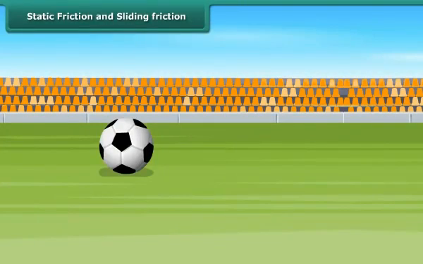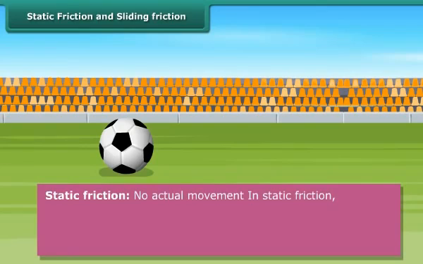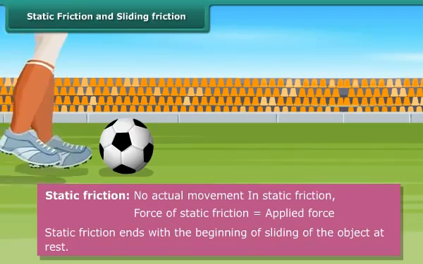The ball on the ground is at rest at this point. Static friction is acting on it. The frictional force that exists between two surfaces so long as they are relatively at rest when an external force acts is called static friction. There is no actual movement of the body in static friction. In static friction, the force of static friction is equal to the applied force. Static friction ends with the beginning of sliding of the object at rest.